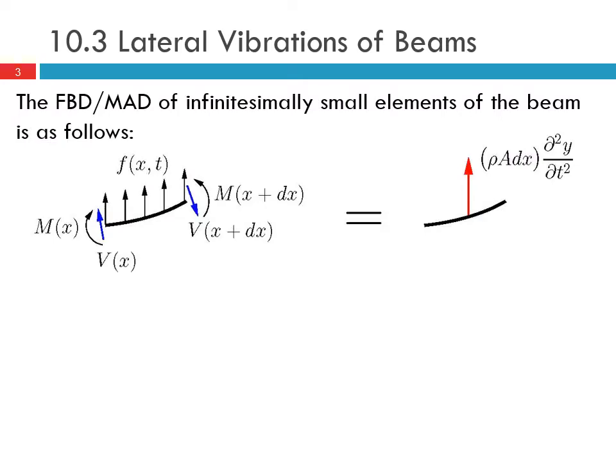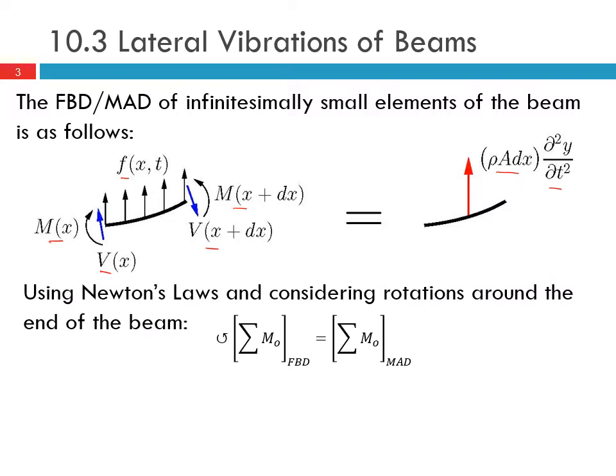So we can draw a free body diagram, mass acceleration diagram of an infinitesimally small element of the beam. It looks like this. So on one end we've got the bending moment and the shear force, and the other end we've got the bending moment and the shear force at x plus dx, and then we've got this distributed or applied load f of x and t. And the mass acceleration diagram, we have here the mass of the element rho a dx multiplied by the vertical acceleration partial 2y by partial t squared.